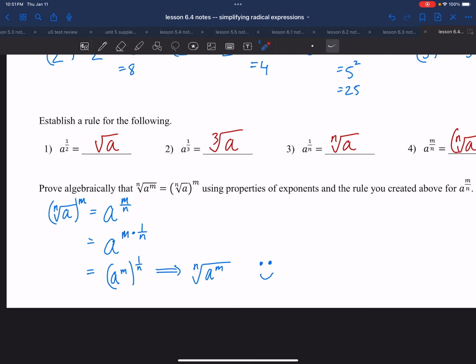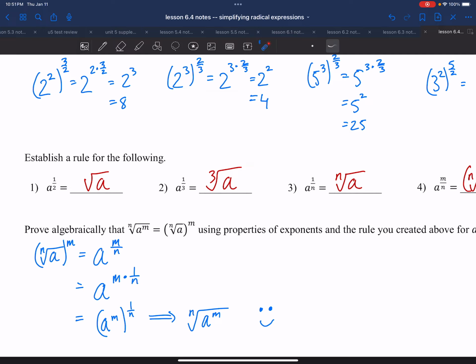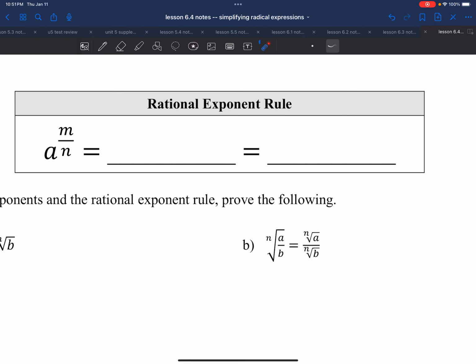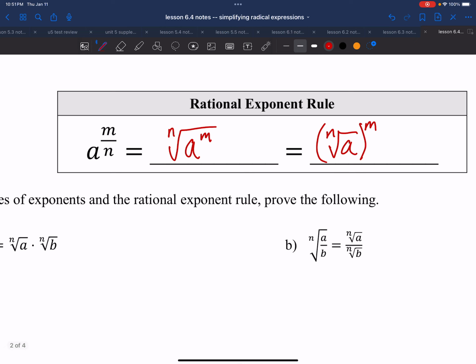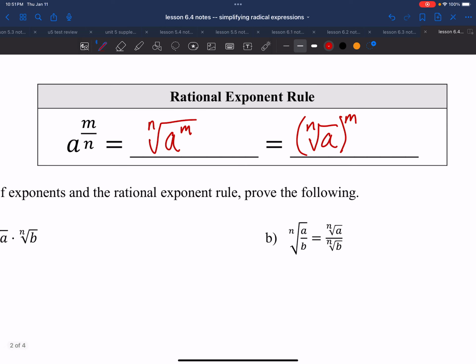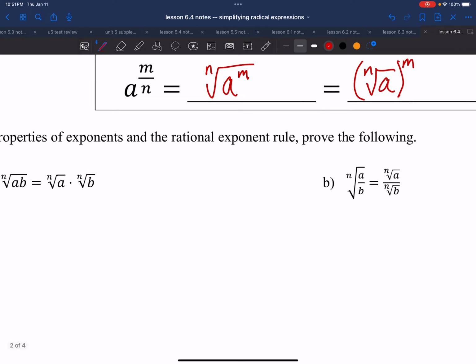And there it is. So, interestingly, what you'll find on the next page is a new rule for you to know, right? This is something to memorize and know. A to the power of m over n, a fractional exponent, is the nth root of a to the m, which could also be rewritten as the nth root of a, as a quantity, raised to the power of m. And these are all the same thing. These are algebraically equivalent. And we've pretty much shown that, right? And there it is. So this is the new exponent rule for fractions. This is how you define fractional exponents. Yeah? Cool.